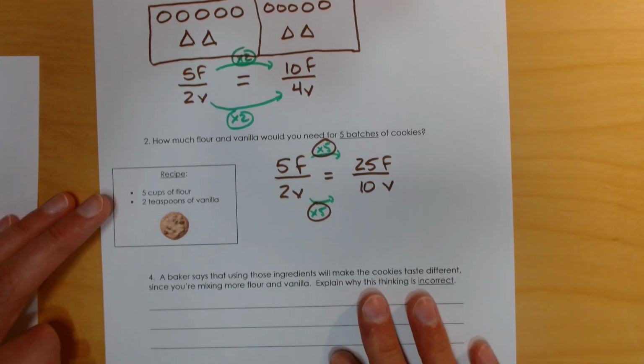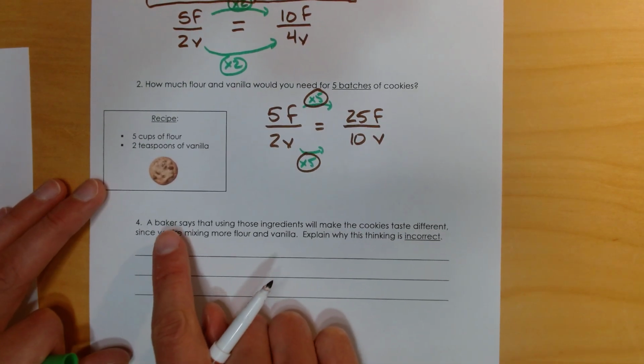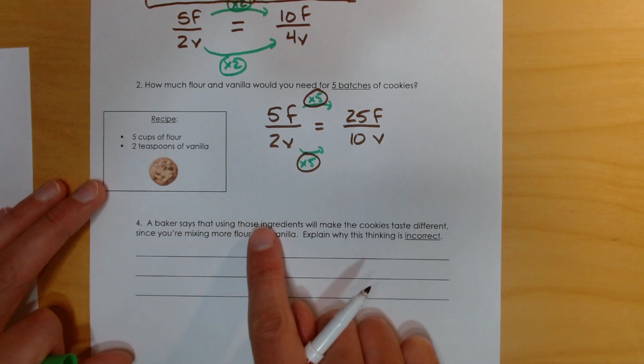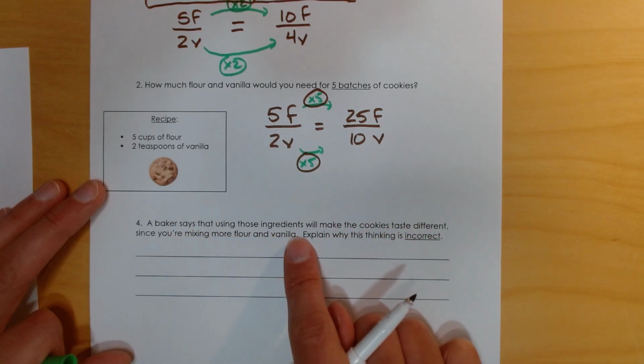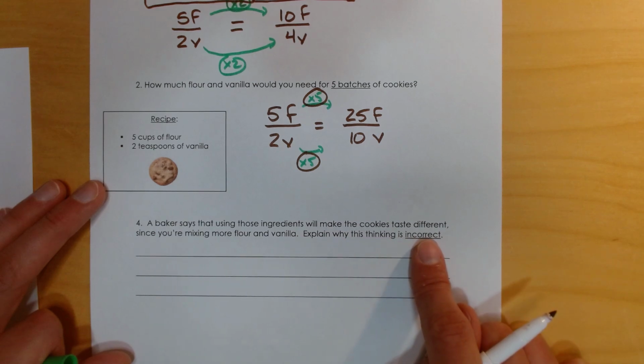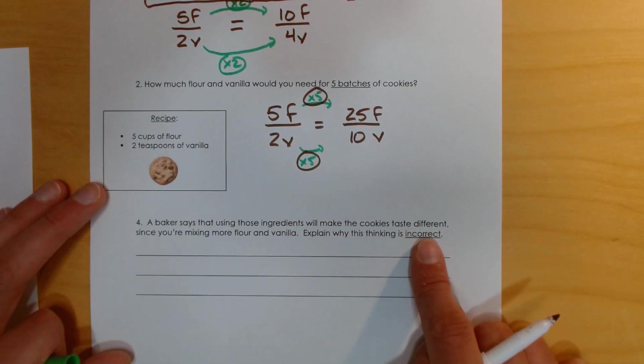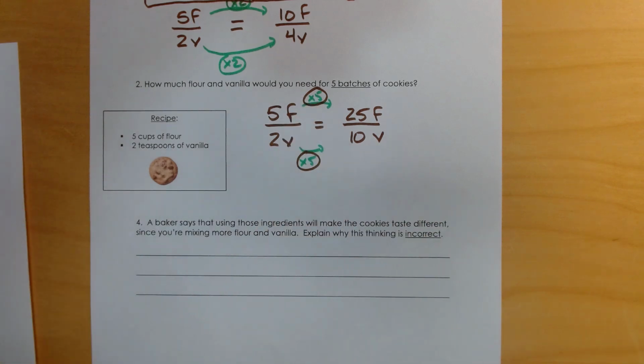Okay, now finally, let's use a little last example here. A baker says that using those ingredients will make the cookies taste different since you're mixing more flour and vanilla. Explain why this thinking is incorrect. So again, this is a common misconception. You think we're having more of each ingredient, that it's going to taste a little bit different because we have more of everything. But if we're multiplying by the same factor for each ingredient, then the recipe will taste the same.